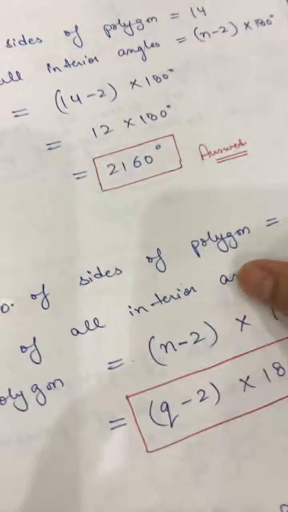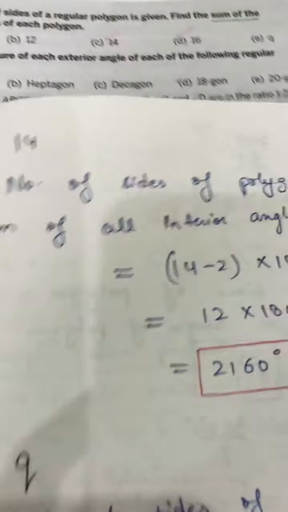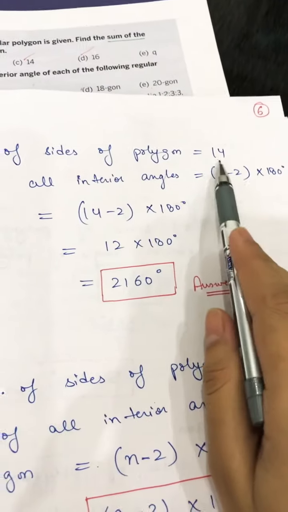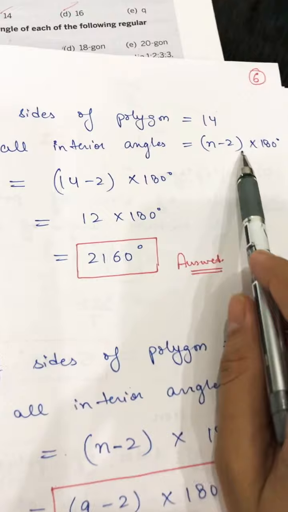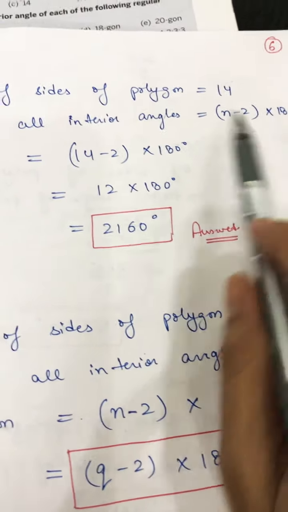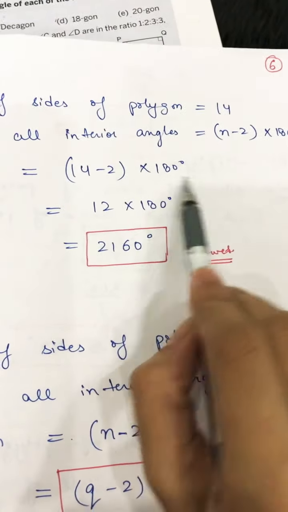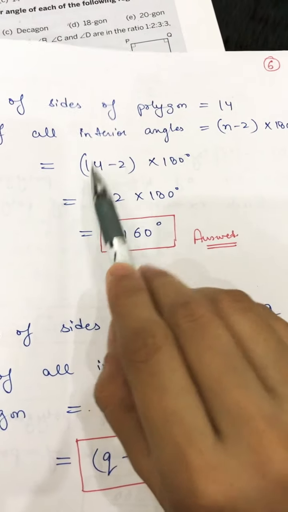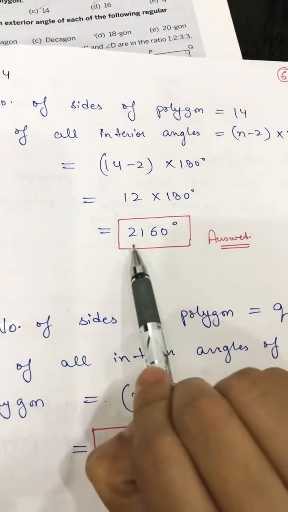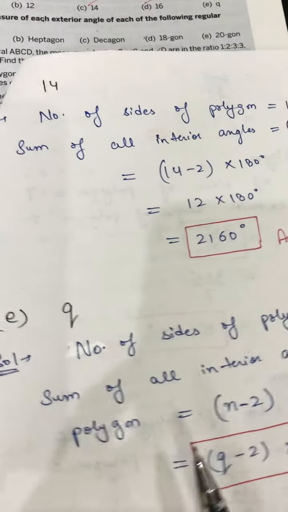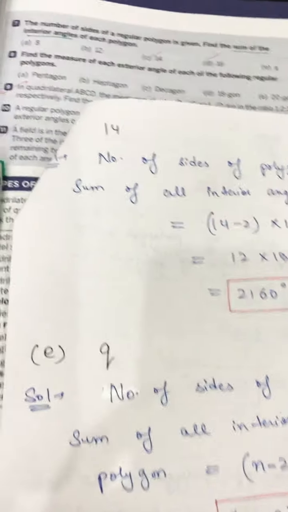Now I'm going to solve part C. C part is 14. So again, the number of sides of the polygon is equal to 14. Sum of all interior angles is equal to (n minus 2) multiplied by 180. Now put the value of n in the formula: 14 minus 2 is 12, multiplied by 180 degrees, which is equal to 2160 degrees. So that is your part C.